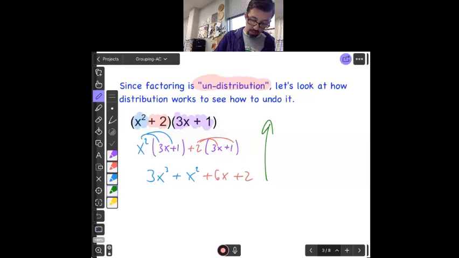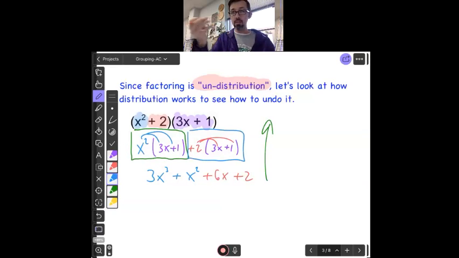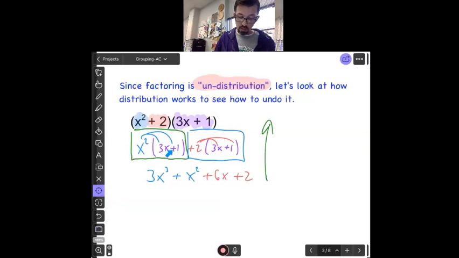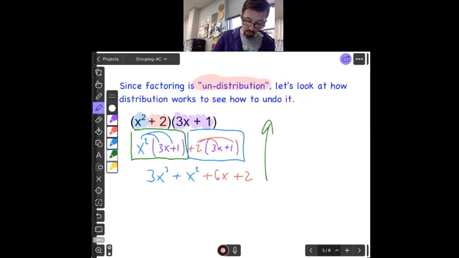What's a little hard to see sometimes is that this is one term, and this is one term. A term is something times something else. Even though there's addition in here, because it's in parentheses, it's all grouped together. That 3x plus 1 is a thing, and then x squared is multiplying it. So x squared times something is a term. In the same way, the 2 is multiplying this whole thing, so 2 times something is a term. I have these two terms, but within those two terms, they both have a 3x plus 1, and I can factor that 3x plus 1 out.